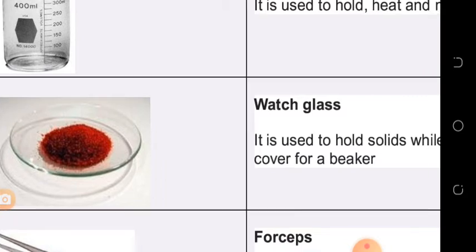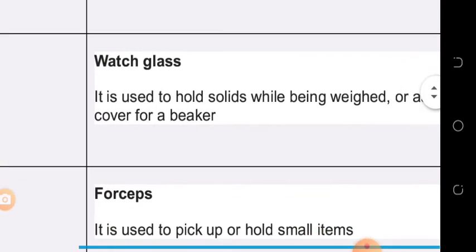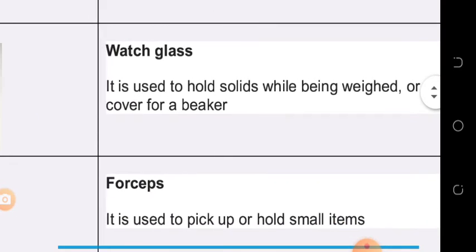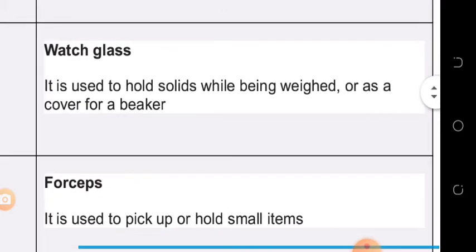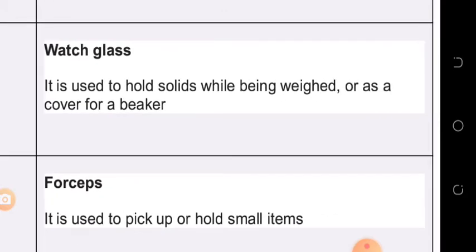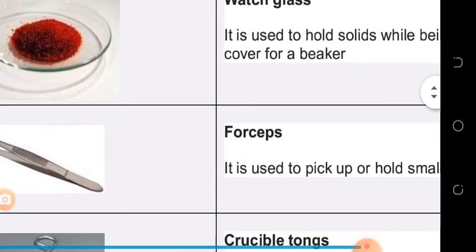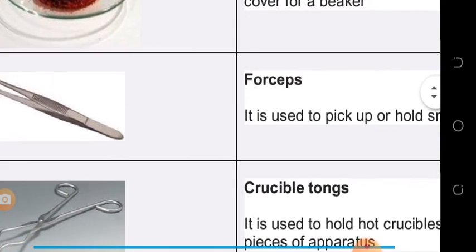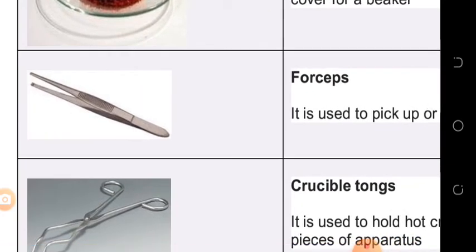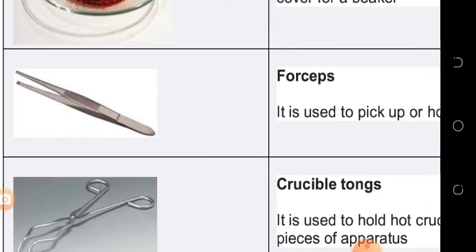Watch glass used to hold the solids which are being weighed. As we have already indicated, the balance and this watch glass can be used to hold these solids during measuring of the weight, or as a cover for a beaker during heating substances. Forceps, it is used to pick up smaller quantity or smaller solid particles.